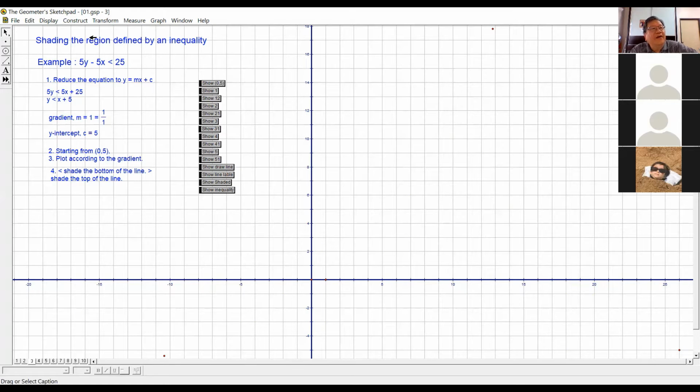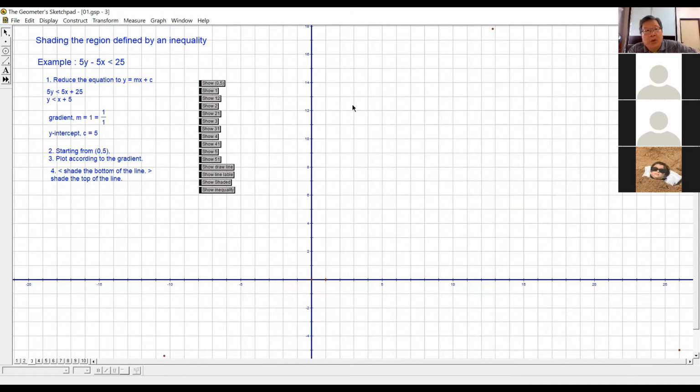Okay, now shade the region defined by the inequality. My inequality is 5y minus 5x less than 25. First of all, you must know how to draw this line. After you have drawn this line, only then do you shade the region.